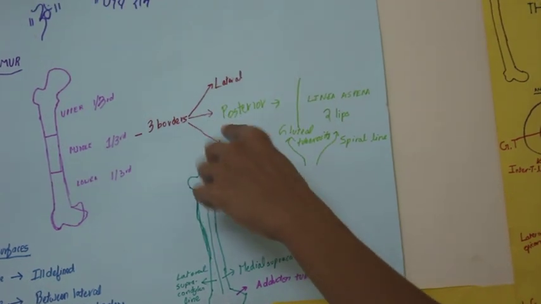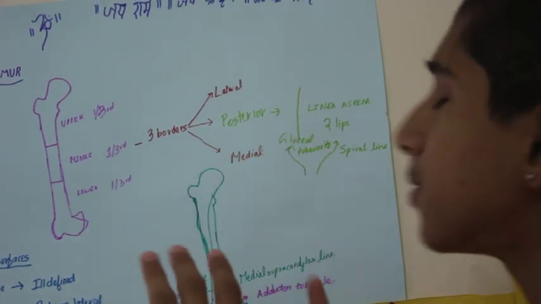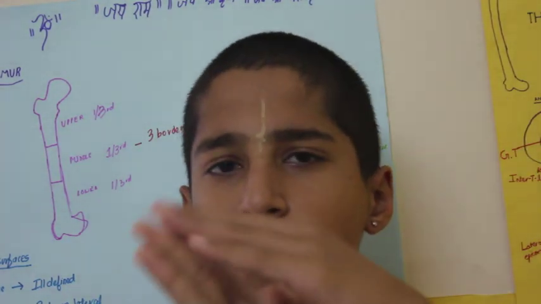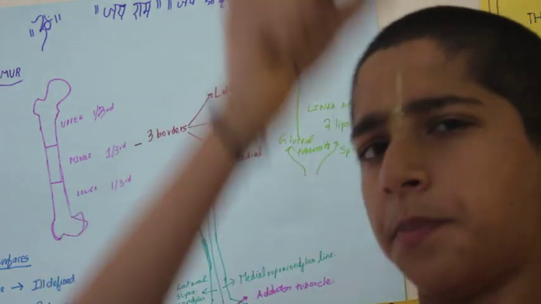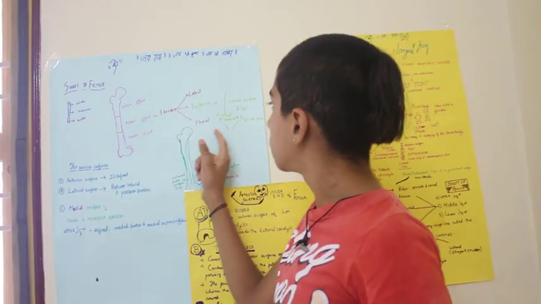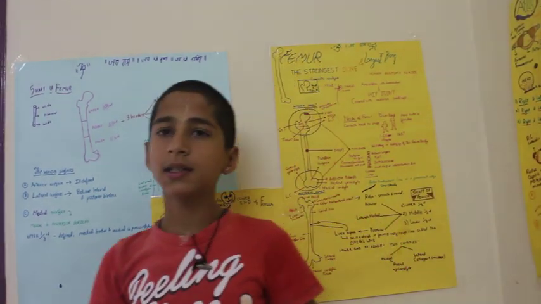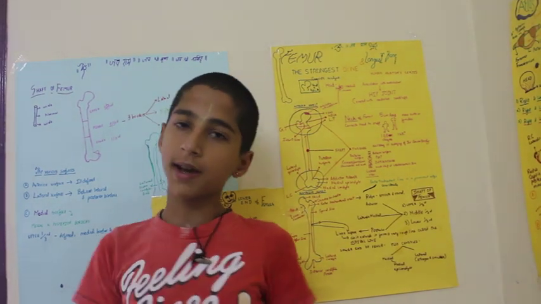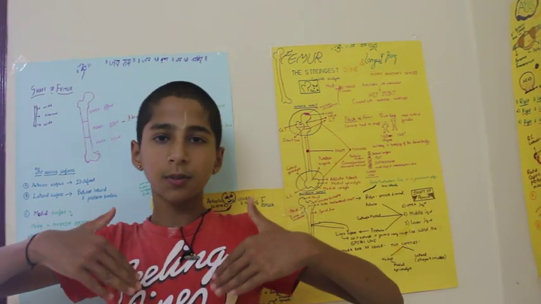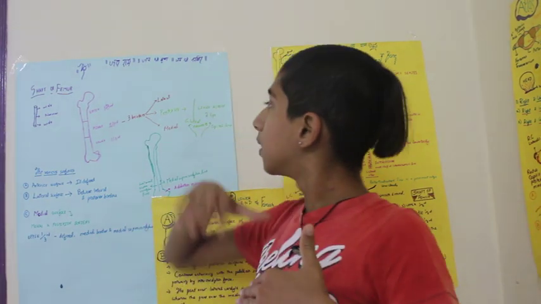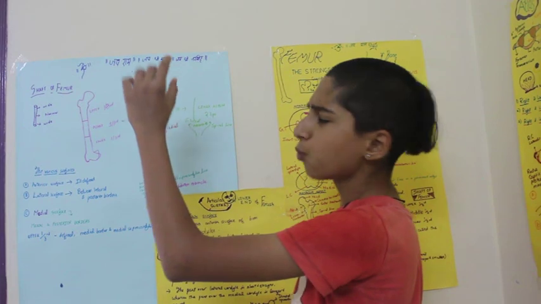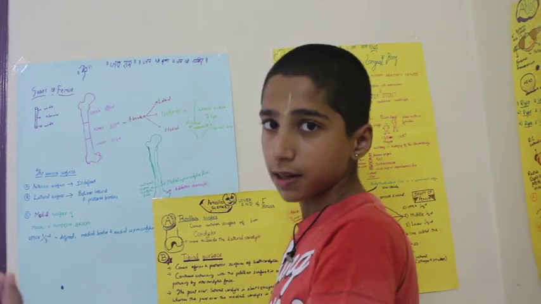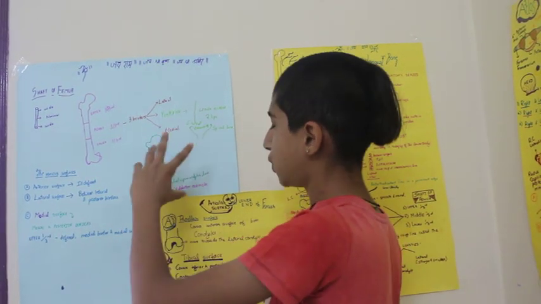Whereas the posterior border is called the linea aspera. If you see the posterior surface of the bone, you see a long ridge-like sharp border, a sharp line. What is lateral? Lateral is away from the body on the left or right side. Medial is towards the body, and posterior is behind, as I explained before. So the posterior border is very sharp. You can see it very clearly in the posterior view.